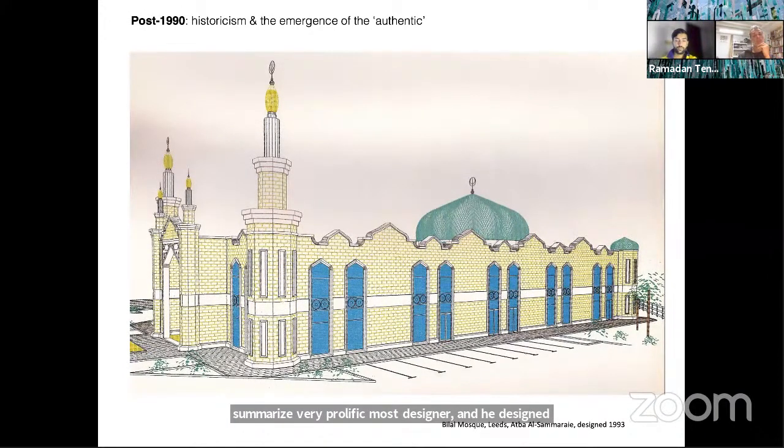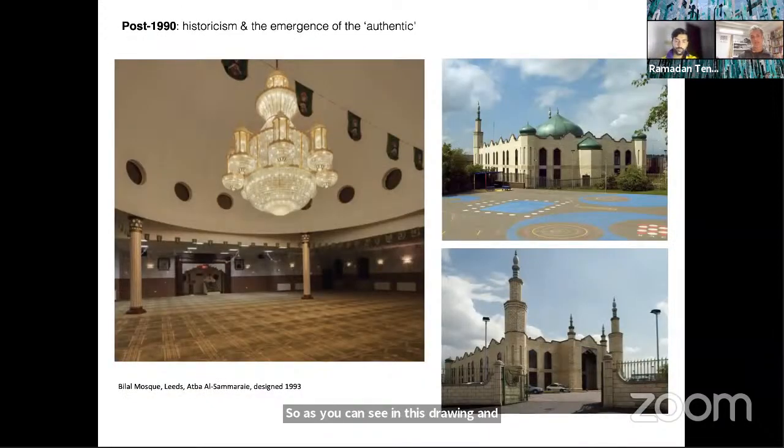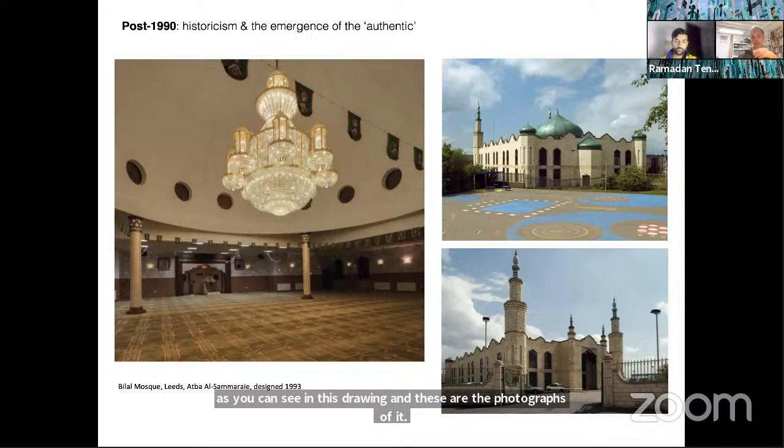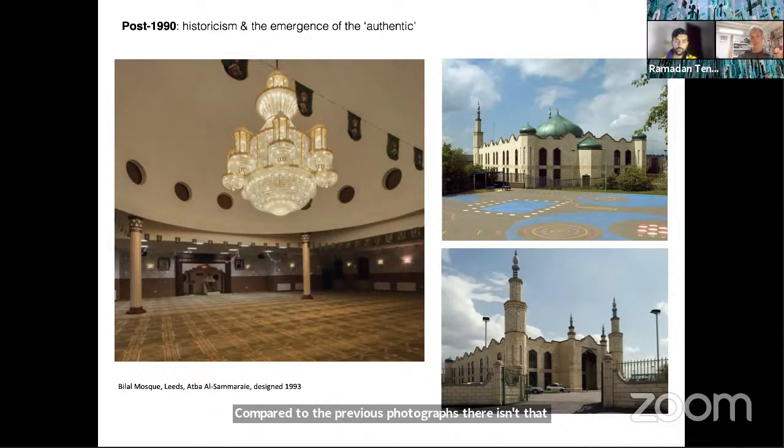And it was the first one, I think, where the idea of the mosque as an amalgam of different styles is replaced with the idea of a mosque as a fully Islamic historicist representation. As you can see in this drawing and these photographs, compared to the previous photographs, there isn't that combination of architectural styles. There isn't the pitched roof, there aren't the gables, there isn't any referencing to the local architecture. It's a distinctly historicist, other object. It's talking about being of a different cultural trajectory.